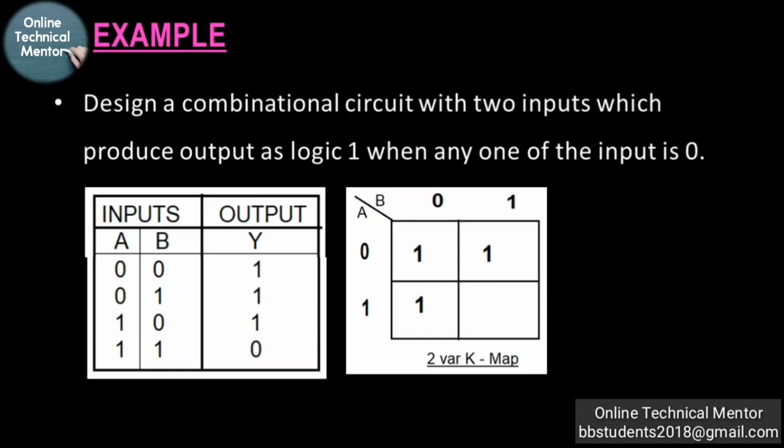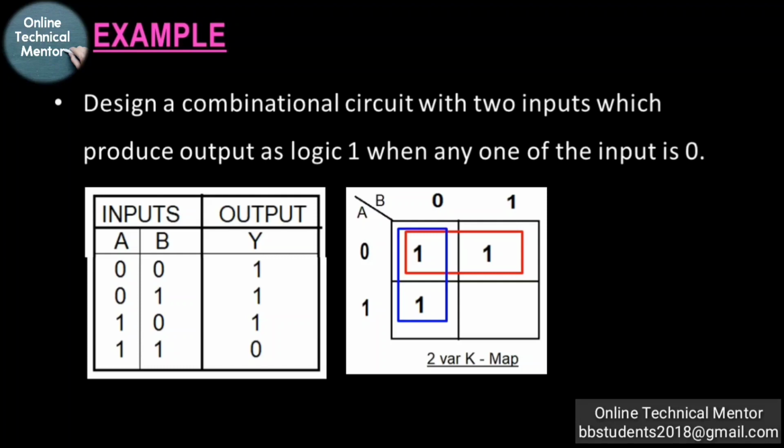Now, as per the technique of grouping in K-map, group these two cells and these two vertical cells. So there are two pairs in my K-map. One is the horizontal one, marked with a red boundary, and the other one is the vertical one, which is marked in blue color.